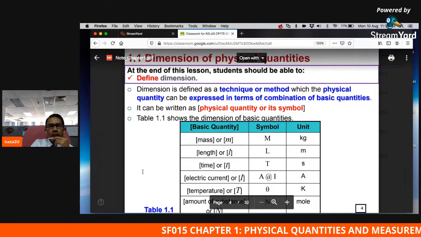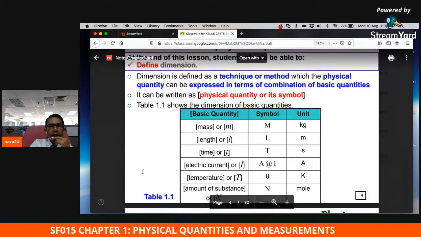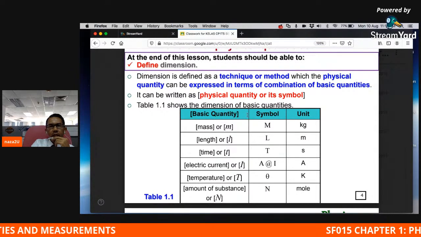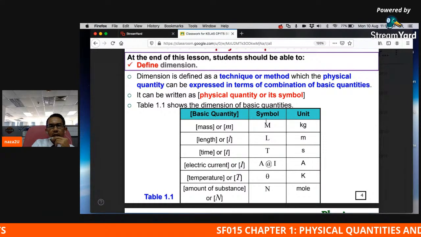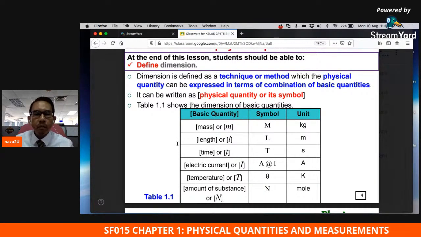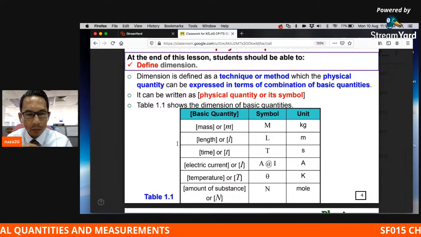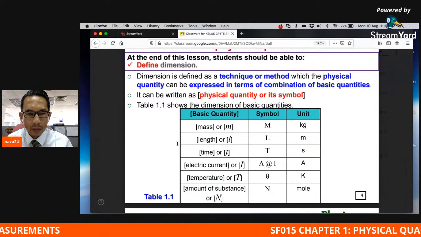Okay, first is the concept of basic quantity, symbol and unit, right? Okay, saya akan pakai pen ya untuk memudahkan kelas ini. Sekejap ya.